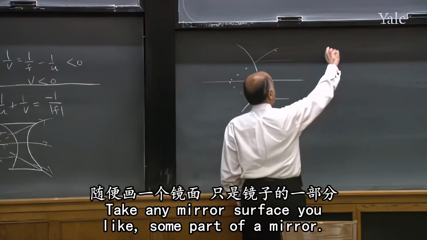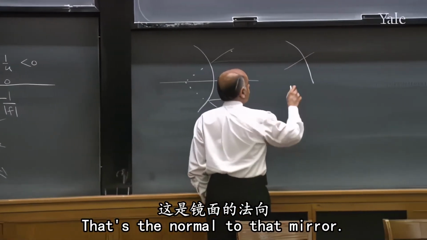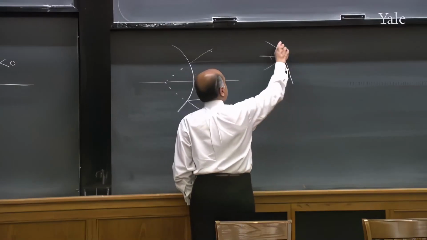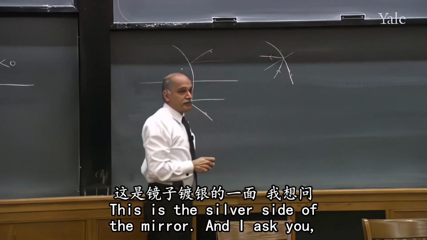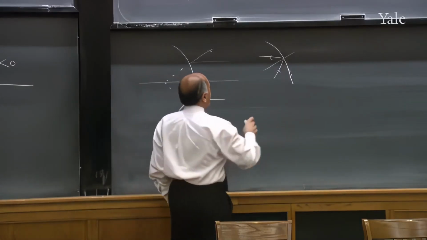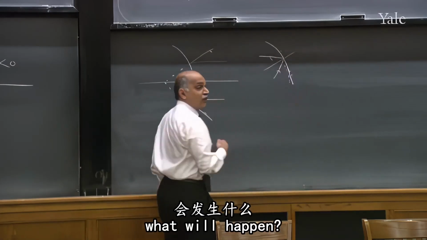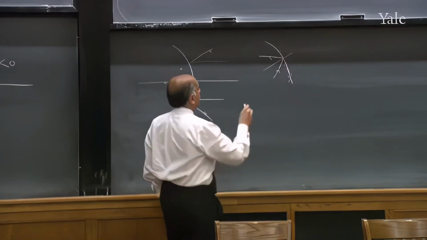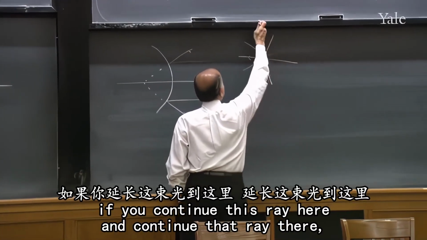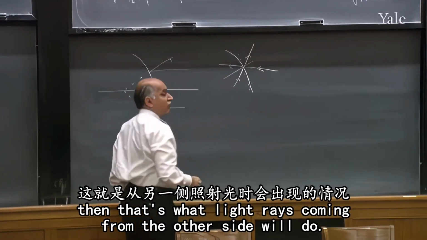Take any mirror surface you like, some part of a mirror. That's the normal to that mirror. Imagine that a light ray does that. This is the silver side of the mirror. And I ask you, what if I silver this side and shine light from the other side, what will happen? I claim the answer is that if you continue this ray here and continue that ray there, then that's what light rays coming from the other side will do.